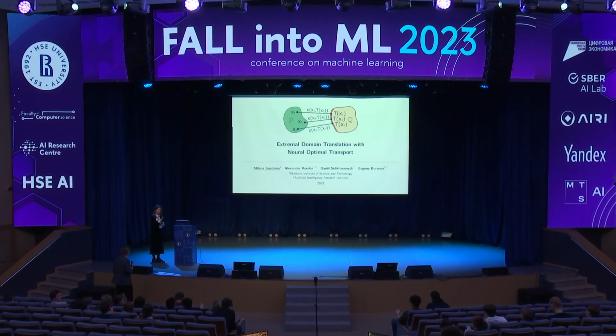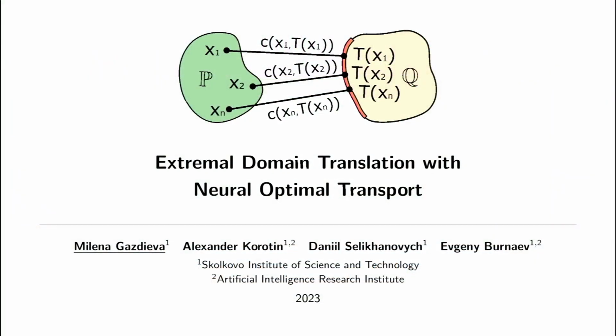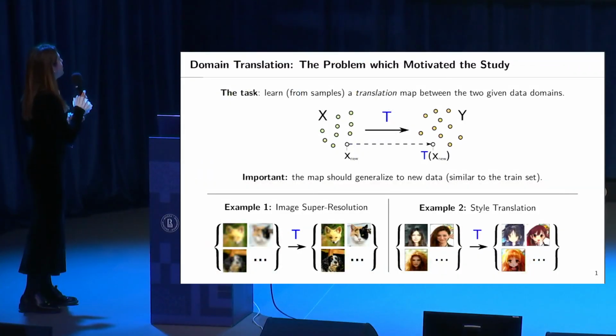Okay. So, hello everyone, my name is Milena Gazieva. I will talk about yet another optimal transport. This is our paper, Extremal Domain Translation with Neural Optimal Transport, which was recently accepted to the NeurIPS conference.